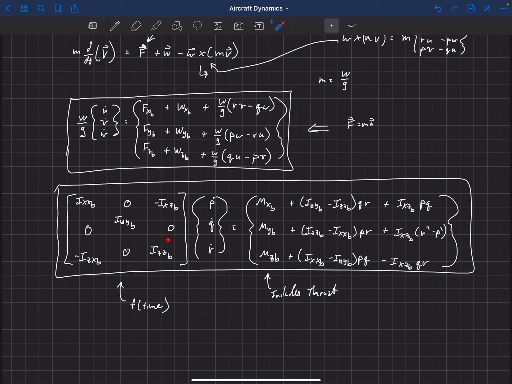And same thing here. If we have a current inertia tensor that can be a function of time, we can now compute the change in our rotation rates, P, Q, and R, as a function of the current aerodynamic moments, including thrust, the current inertia tensor, and the rotation rates, P, Q, and R. Okay, so these are now our fundamental equations that we're going to be using, and we'll look at different ways of solving these equations.